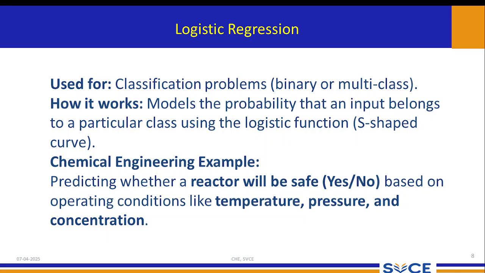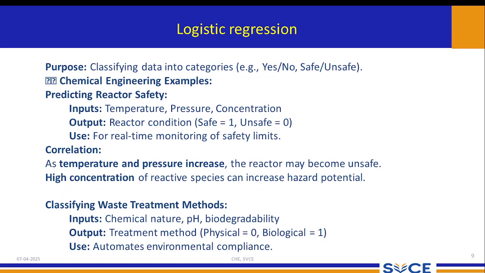So temperature, pressure, and concentration are the parameters that will help you know whether the reactor is safe or not. Logistic regression is a binary type, yes or no. Classification of data into categories, yes or no, comes under logistic regression, as I told you just now. Whether it's safe or unsafe, true or false, anything you can take, in binary format.